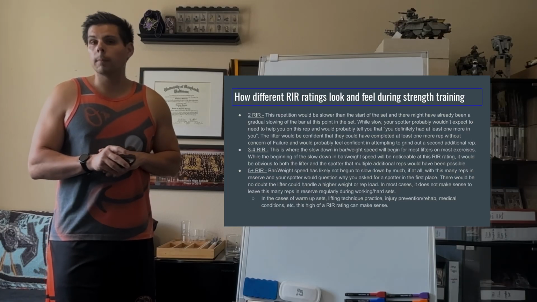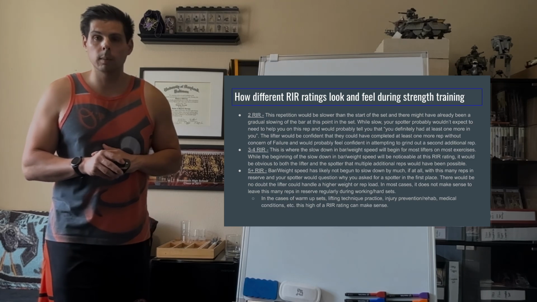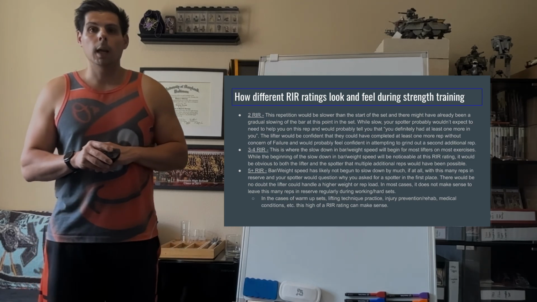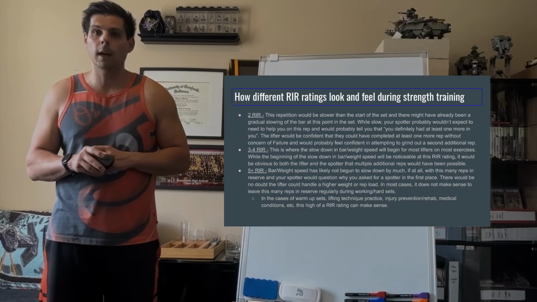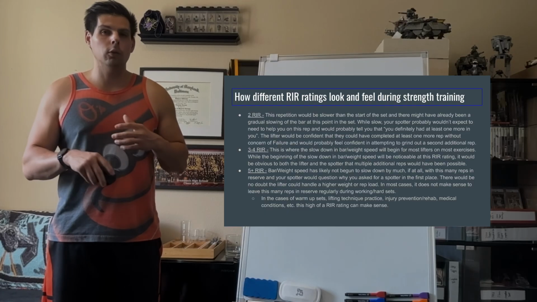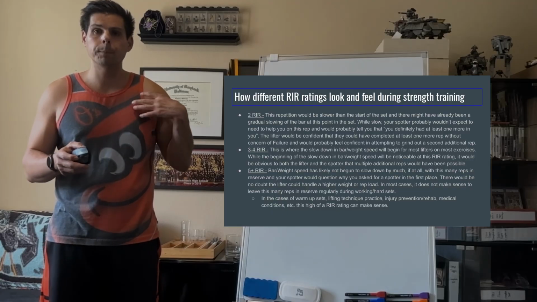To RIR, this repetition is still going to be slower than the start of the set. It's probably going to be slower than the rep that preceded it. And up to this point, there's probably been a gradual slowing of the bar/weight that has already begun, that is starting to compound as the lifter gets closer and closer to failure.